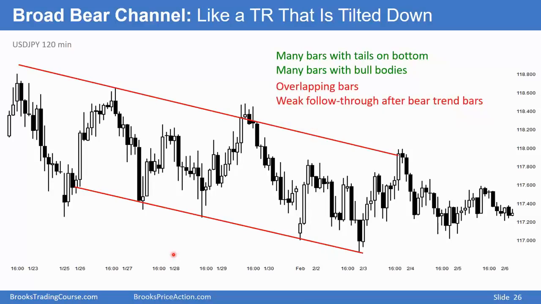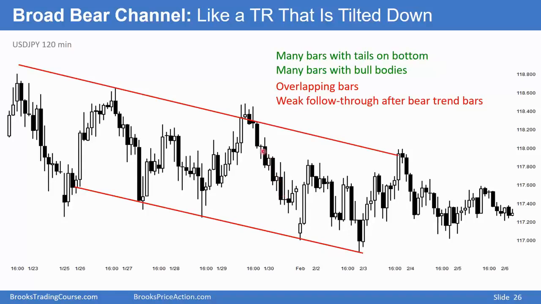A lot of overlapping bars. The market's not going down, even though it's overall going down on the screen. Much of the time, it's sideways, overlapping bars. Weak follow through after big bear bars. Big bear bar, bad follow through. Bear bar, bull bar, bear bar, bull bar, bear bar, doji.